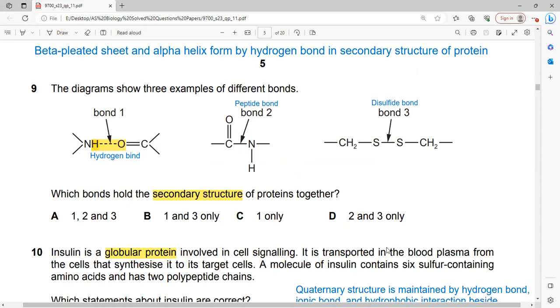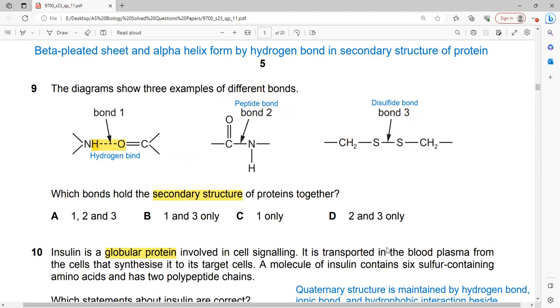The diagram shows three examples of different bonds. The first bond is a hydrogen bond, which is placed in between the amino group and the carboxyl group. The second is a peptide bond, and the third is a disulfide bond. So which bond holds the secondary structure of the protein?